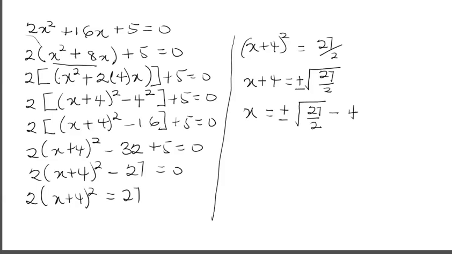The first x value gives us positive square root of 27 over 2 minus 4. Of course, this can be simplified further. And then our second x value gives us negative square root of 27 over 2 minus 4.